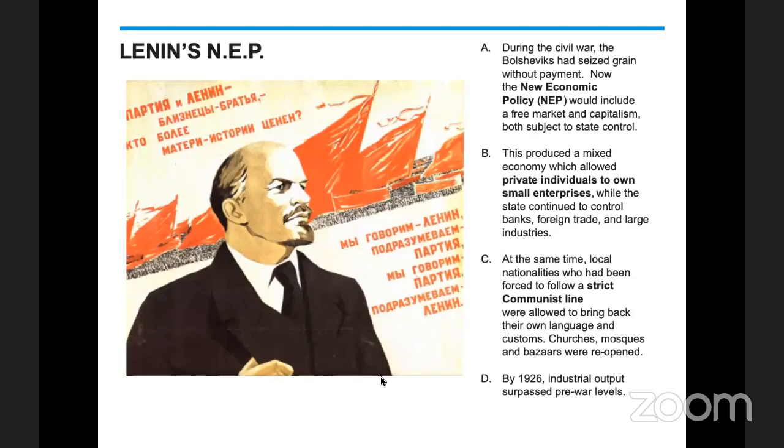All right, Todd. So the last really content-based thing we're going to do today is to talk about Lenin's NEP, or his New Economic Policy. During the Civil War, as I was saying, with war communism, the Bolsheviks had seized grain and other produce without paying the peasants. Now we're relaxing that, and we're going to include a free market and capitalism, although both are pretty much subject to state control.